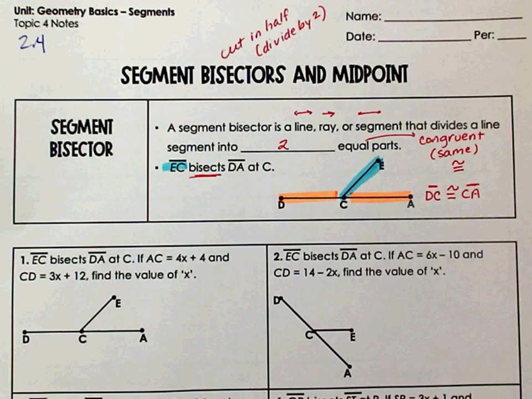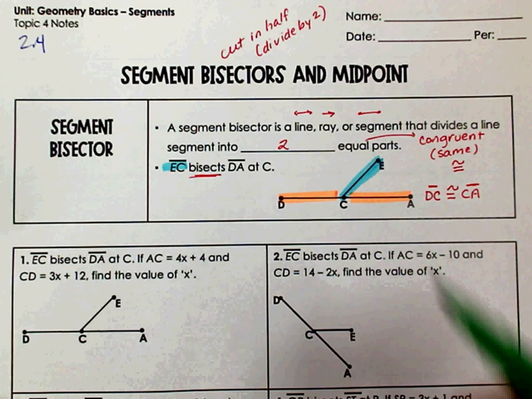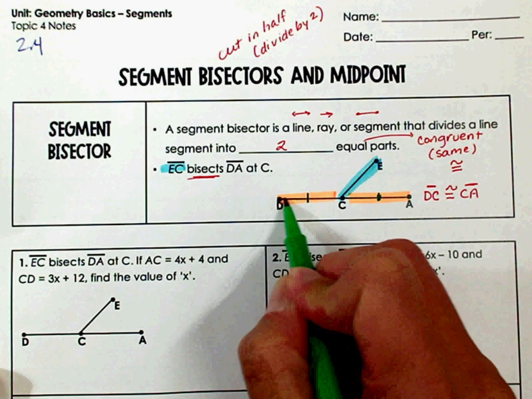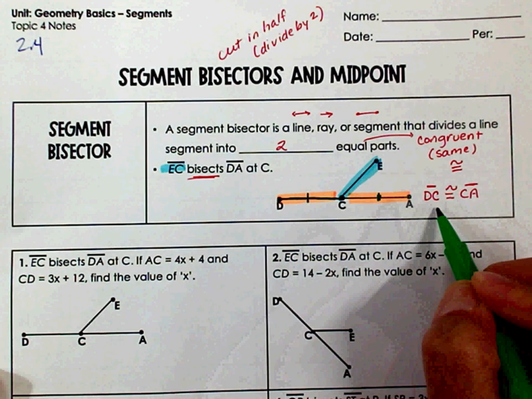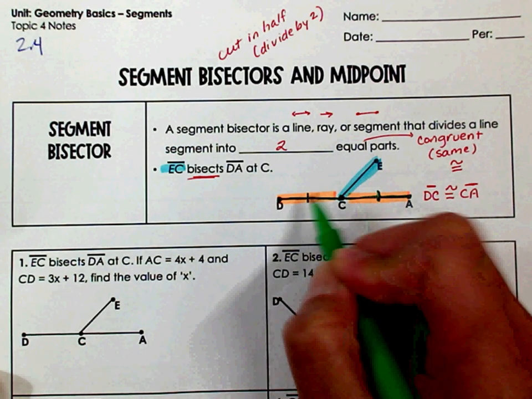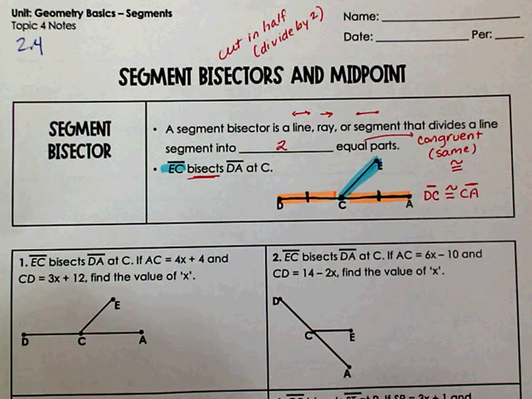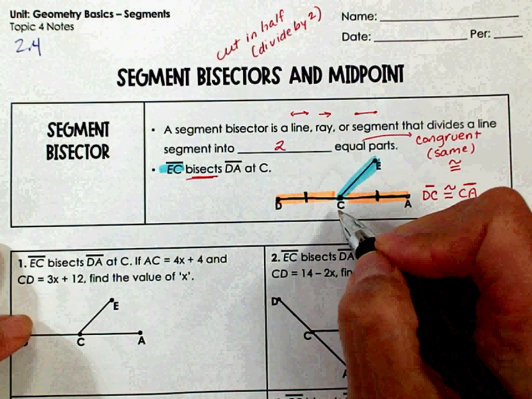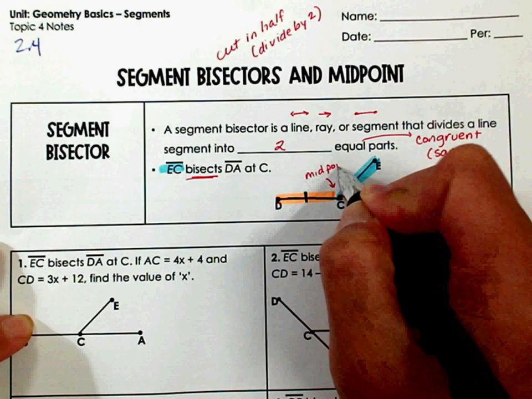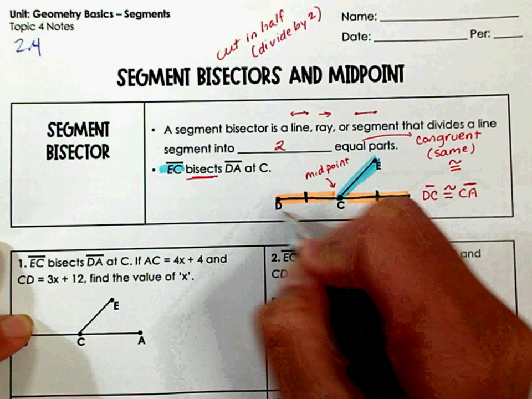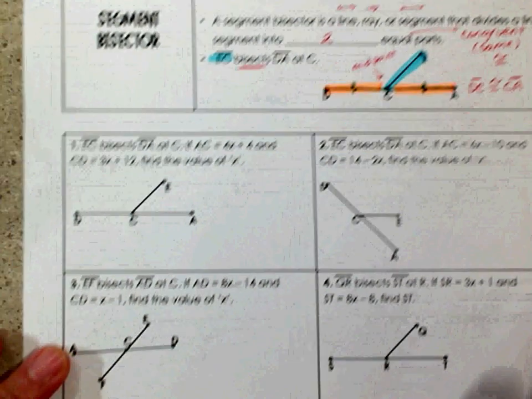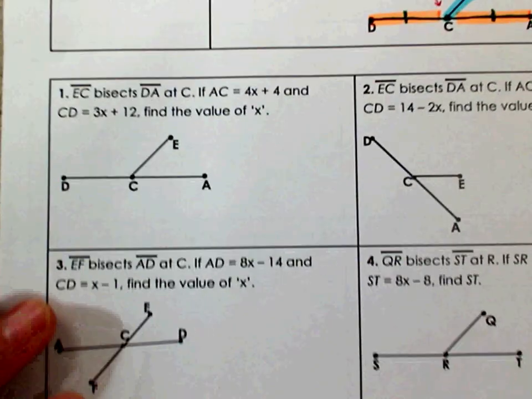And sometimes we'll put a little symbol on it to help us. And that symbol could be something like this. That means DC is congruent to CA. So there's that little mark that tells it. Well, what does that also mean? That also means that point C right here is the midpoint of DA. That's the midpoint, okay?